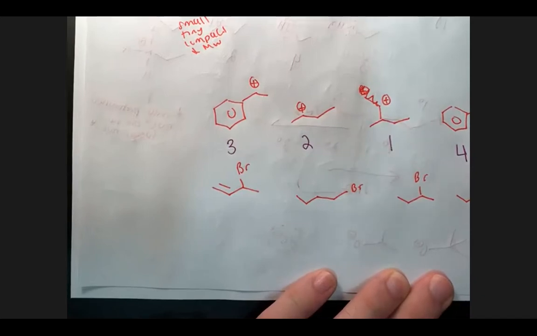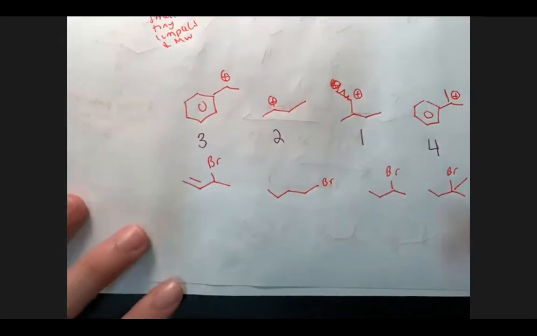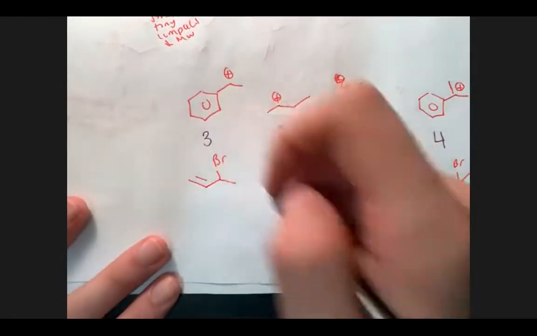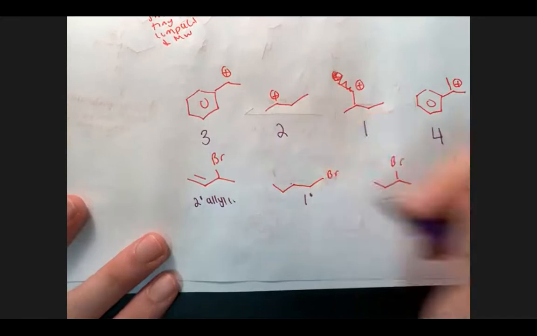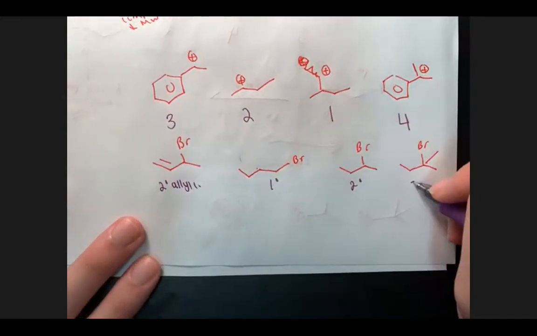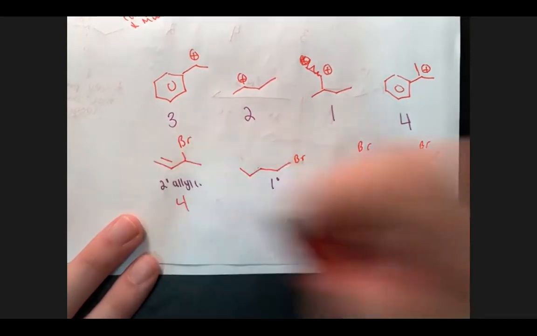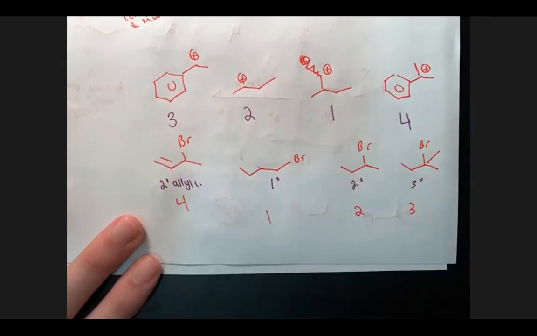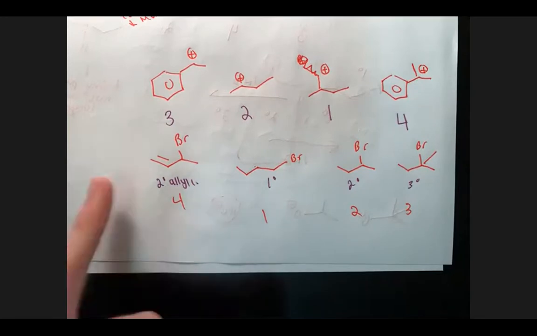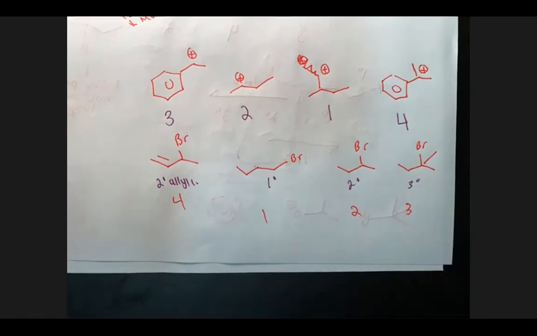Okay, so here we are. Imagine all those leaving. So I'm going to call this a secondary allylic. This would be a primary, this would be a secondary, and this would be a tertiary. So let's rank those. So this would be 4, 3, 2, 1, assuming that the secondary allylic is better than the tertiary. Okay, cool. You guys good?